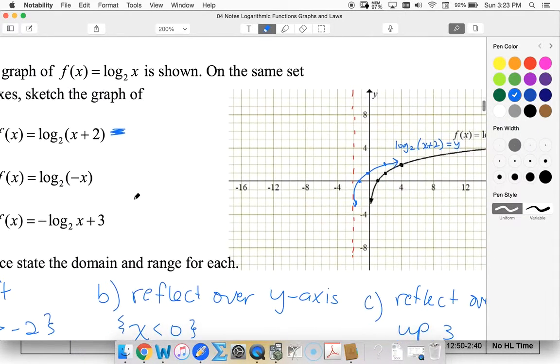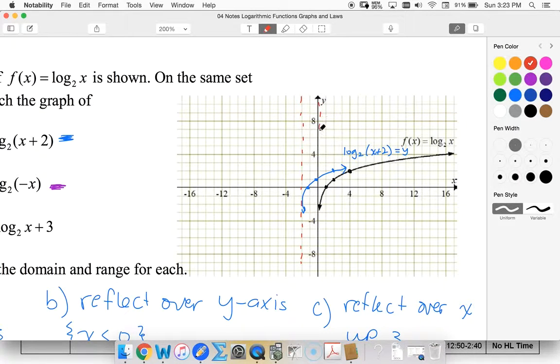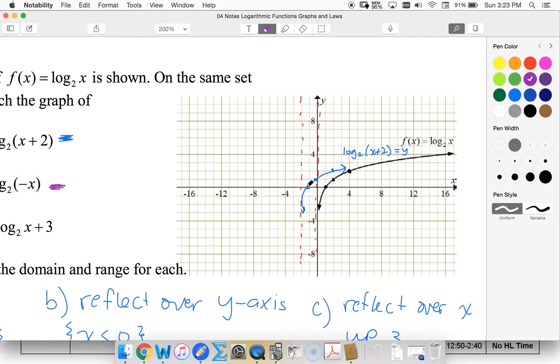All right, let's look at our next one, -x. So we're going to reflect this one over our y-axis. And if I think about this, the only input has to be positive. So to make it positive, x has to be a negative number. So now we're reflecting over the y-axis. So let's put in our points. We're going to have the same point here to -4, 2. All right, y equals log base 2 of -x.